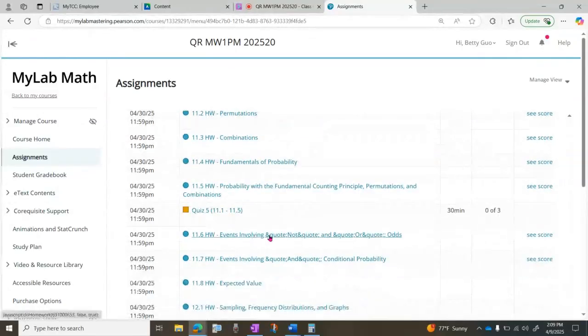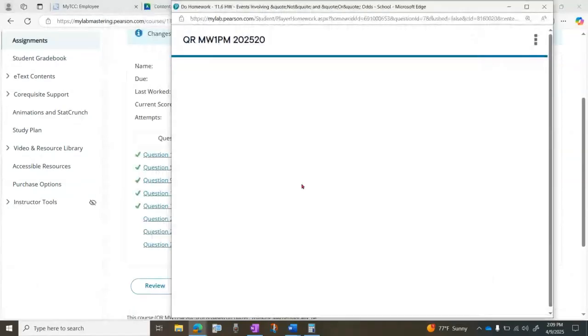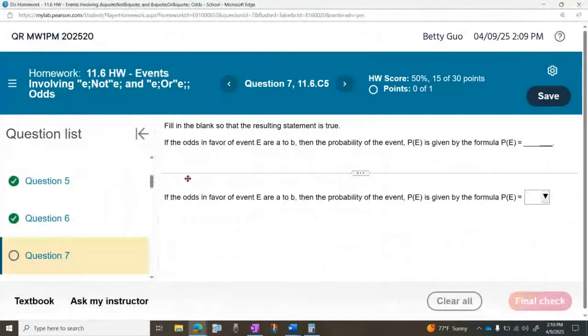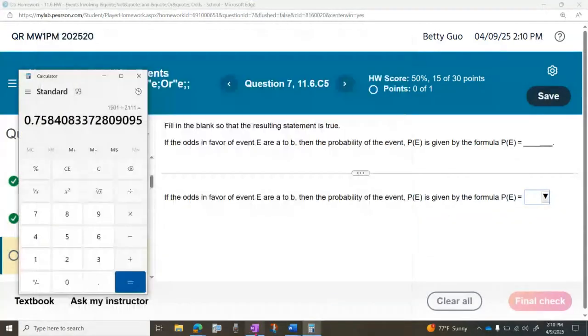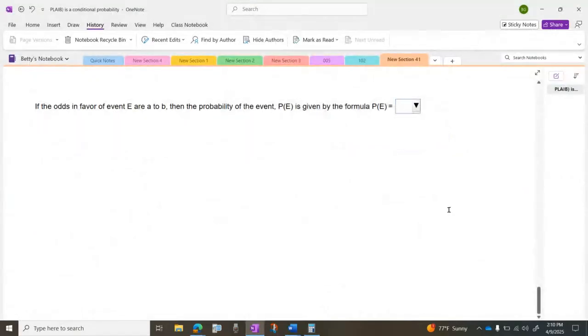This one, 11.6. We have some questions skipped last time because, for example, the odds problem, right? Let's see if this is about odds. Yeah, it is. If the odds in favor of event E are a to b, then the probability of the event, P of E, is given by the formula. Okay, so this problem actually is a challenging problem. I'm going to explain this problem on a scratch paper. This actually takes a little bit of algebra skill.